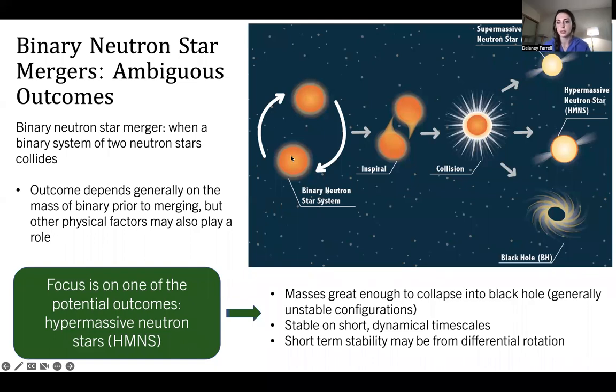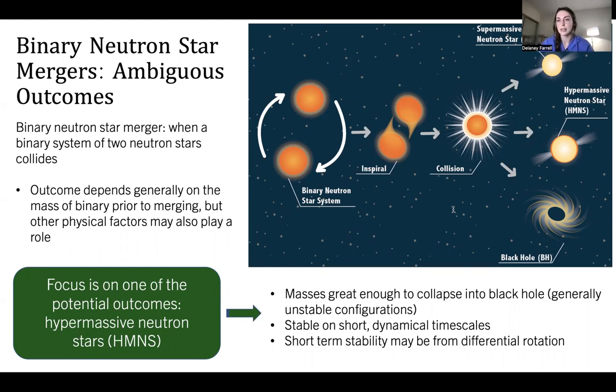So around 5% of observed neutron stars exist in stellar binary systems, and these can be between neutron stars and other compact objects like white dwarfs or black holes, or between two neutron stars. When a binary neutron star system, like the one I've shown in this right side diagram, inspirals and eventually collides, the collision will produce a compact remnant star that can effectively take one of three forms: a supermassive neutron star, a hypermassive neutron star, or promptly collapse into a black hole.